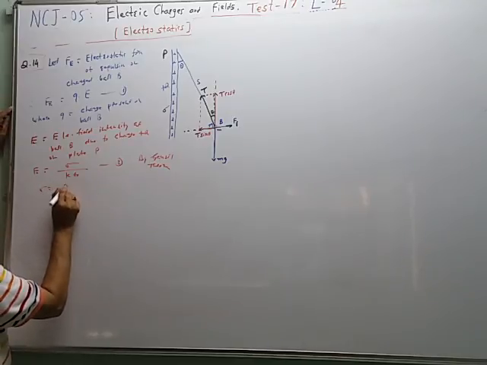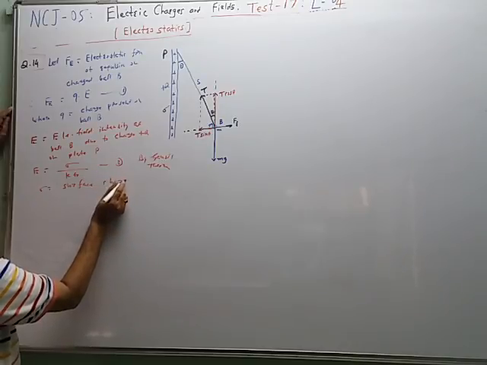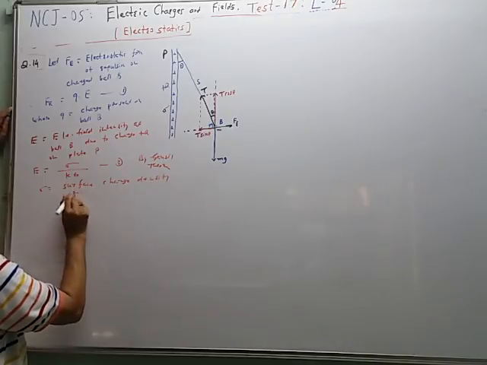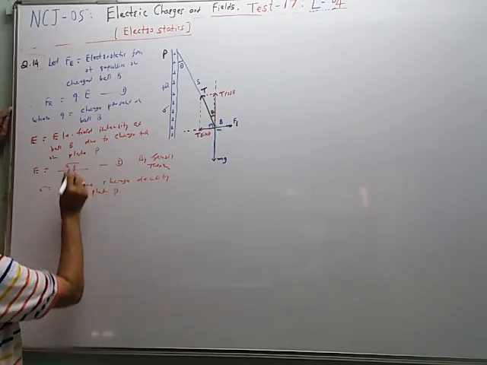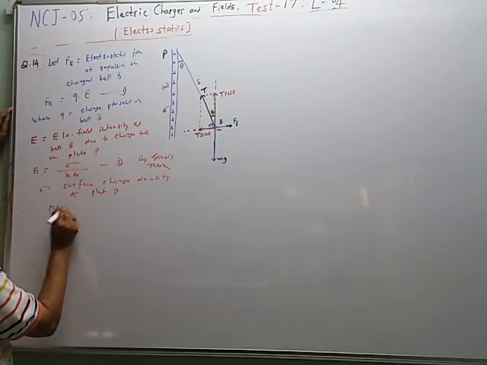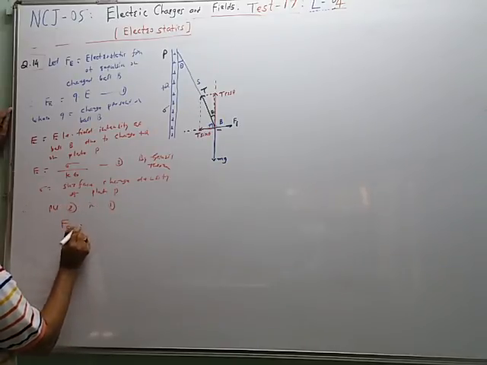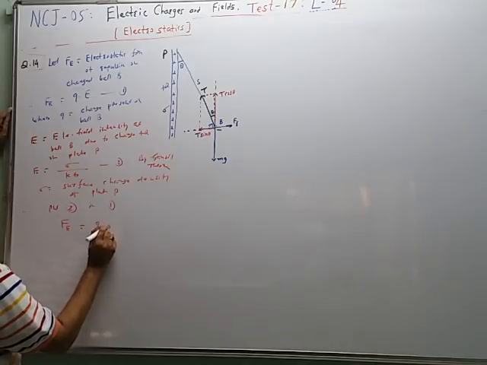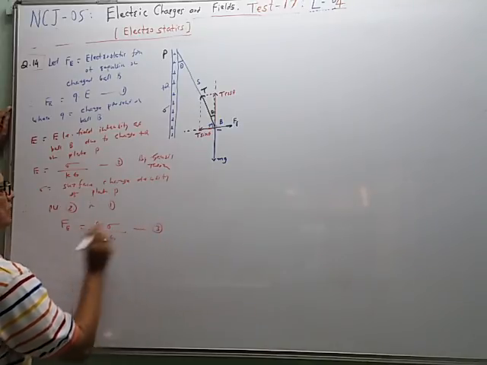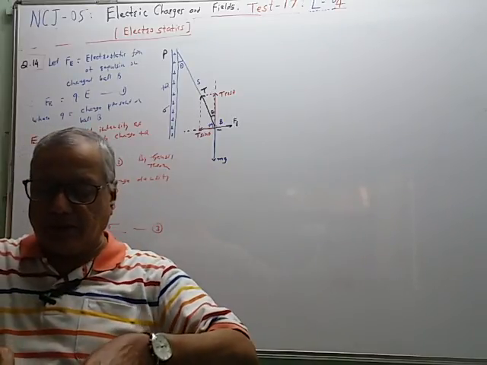Sigma is equal to surface charge density of the plate P, and therefore put 2 in 1. So Fe is equal to Q multiplied by sigma upon K epsilon naught. This is equation 3. Now we have seen the value of Fe.